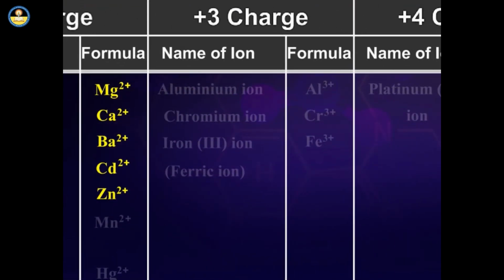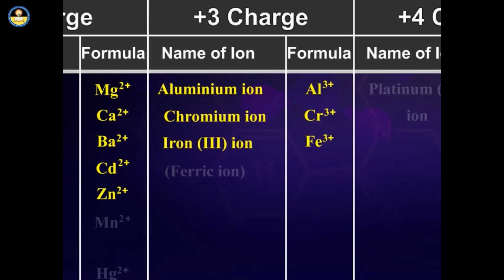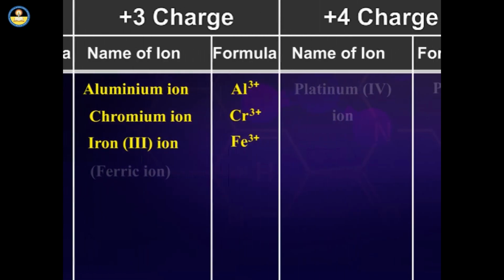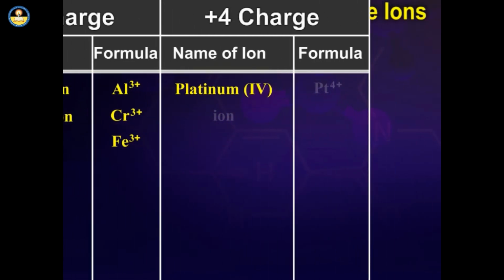Similarly, +3 charge is shown by aluminium ion, the formula of which is Al3+. Chromium ion having formula Cr3+. Iron 3 ion known as ferric ion having formula Fe3+. +4 charge is shown by platinum ion written as Pt4+.